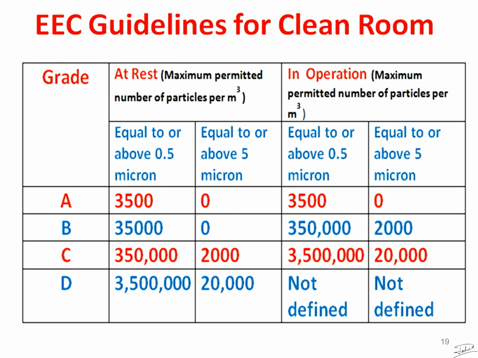So we have already seen the classification by European Community guideline, that is ABCD, with particles at rest and in operation. You can easily understand that during operation, as personnel are present, the particle count would be more. You see that it is 35,000 at rest, but in case of operation, it is 3.5 lakh, 10 times higher. So this is the overall case. The particle size is counted based on 0.5 micron particles.